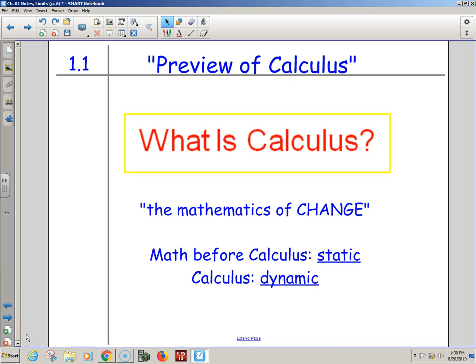So last year in pre-cal, I actually gave you, I think, this exact same slide. And I said, what is calculus? And I told you calculus is the math of change. If you want to make it more exciting, technically, it's the math of changing change. Cool. Changing change. What do I mean by changing change? Change that change.